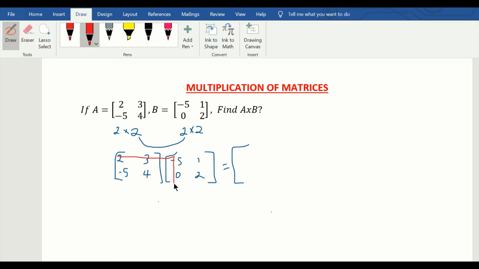Alright, so the first thing we do here is 2 times minus 5. So we multiply the matching or the corresponding numbers. So 2 times minus 5 plus 3 times 0, that is the first element. So to get this part of the matrix is 2 times 1 plus 3 times 2.